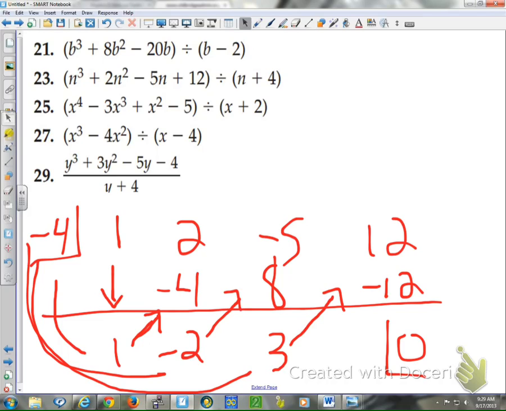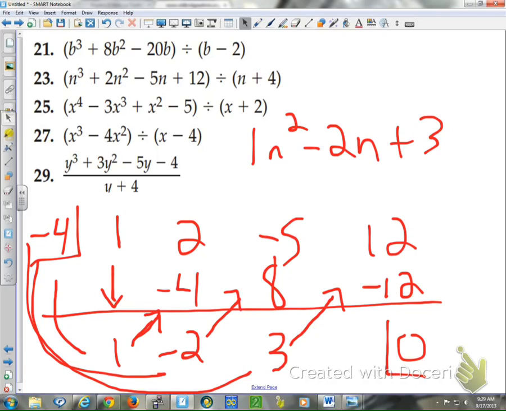So what was our degree when we started? 3. So what's our degree now? 2. You come down 1 every time. So we're going to start with 1n squared minus 2n plus 3. And that is after you've divided it. There's your answer. So how did you get the 1? It's right here: 1, negative 2, 3. You always start with 1 power lower than where you started.